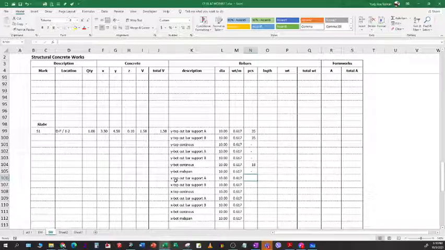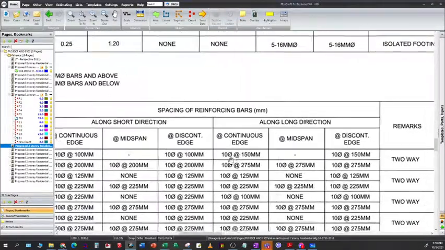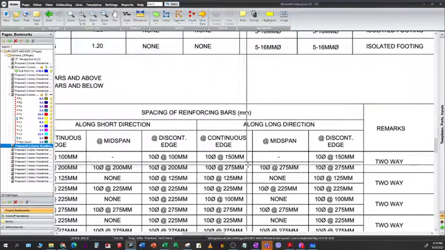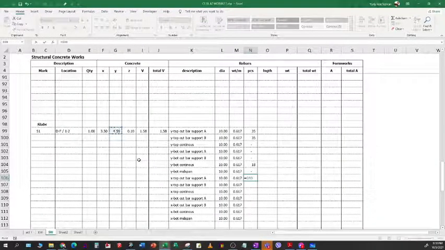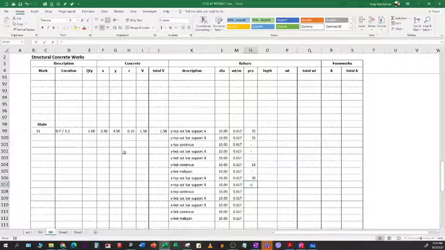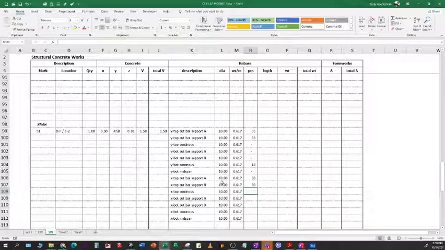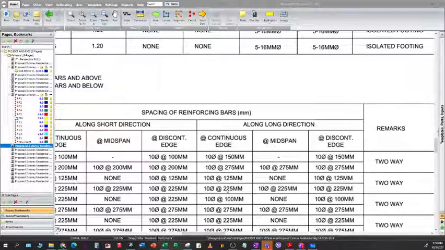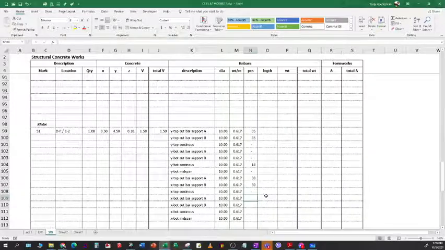For the cut bar at support A, similar to the procedure of the Y direction, you just have to analyze the spacing here. Along the long direction, 150, another 150. So equals 4.5 divided by 0.15. Okay? On the other side also, 4.5 divided by 0.15. So 30 pieces each side. Then for the top continuous, as you can see here, there is no spacing. So it has no rebars.